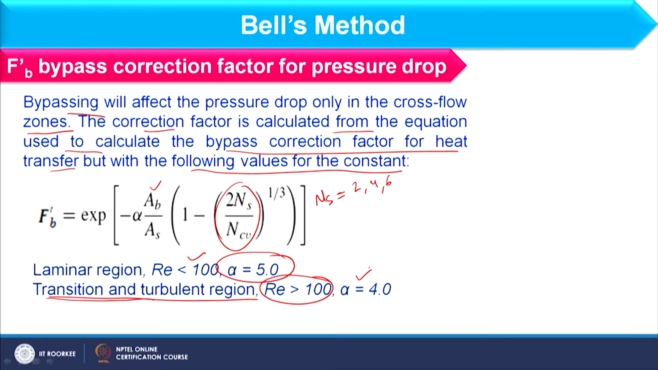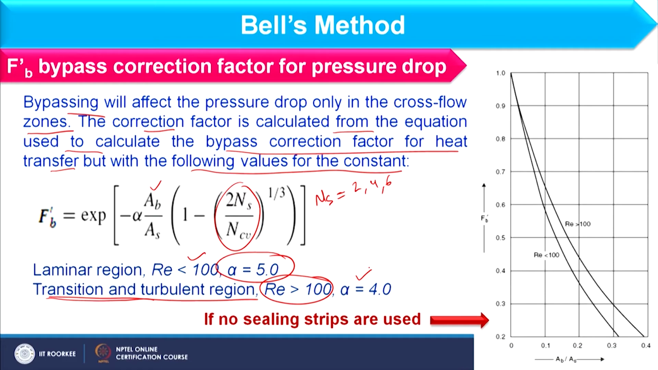So, in this way you can find out the bypass correction factor for pressure drop calculation. Further, if you have obtained NS equal to 0, it means no sealing strips are required, which we already fixed in the heat transfer coefficient calculation. In that case, you can use this graph to find out the FB dash value, okay.